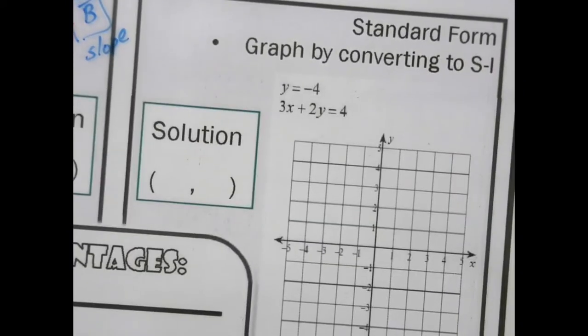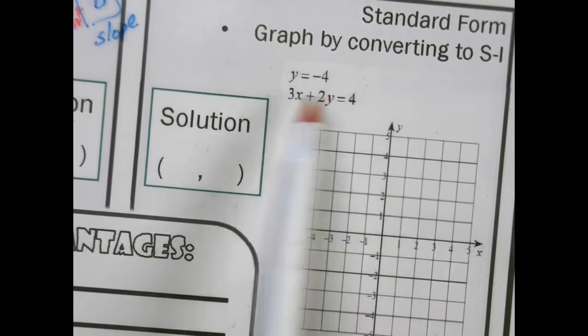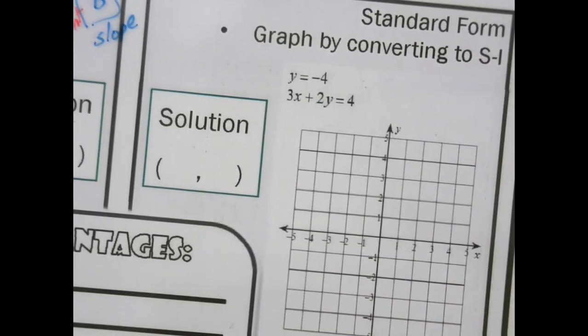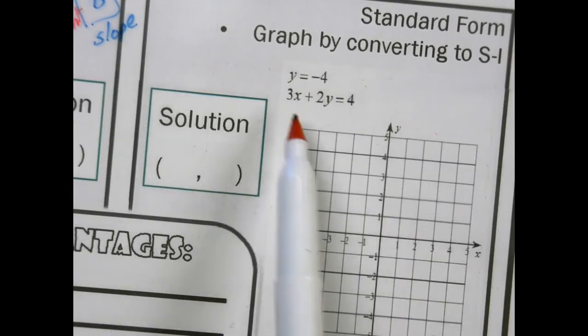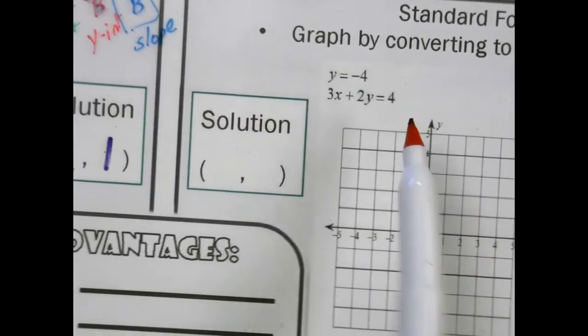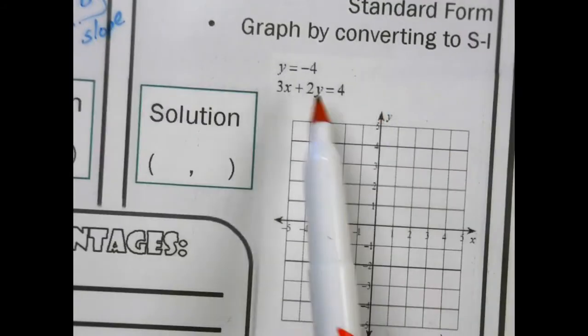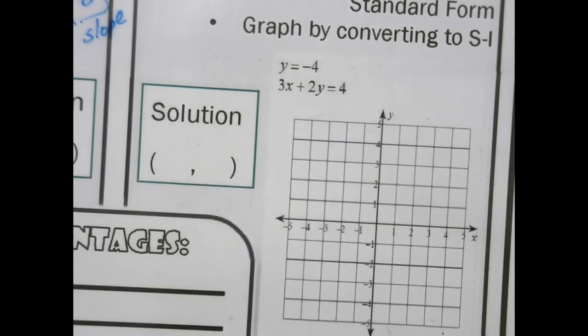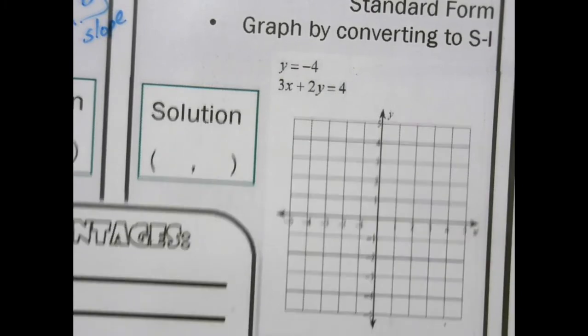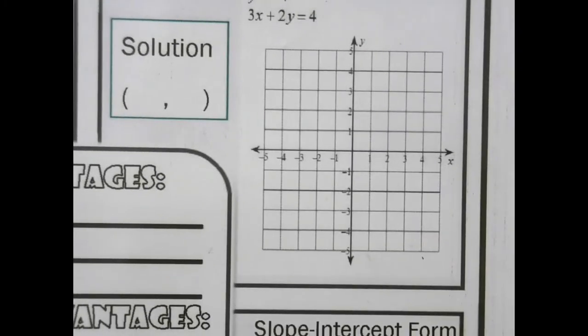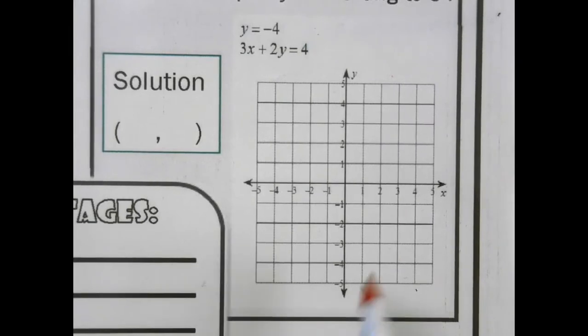So up here on this one, we can rearrange this to put it in slope-intercept form to solve. What type of line is y equals -4 going to give us? It's going to give you a line that crosses the y at -4. Yes.